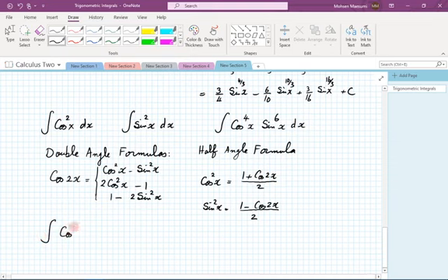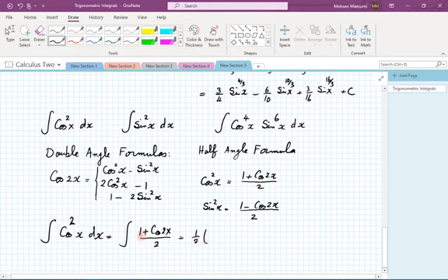Suppose I want to figure out the integral of cosine square of x dx first. Well, the trick is just to replace it by 1 plus cosine of 2x over 2. Put the factor of a half outside.